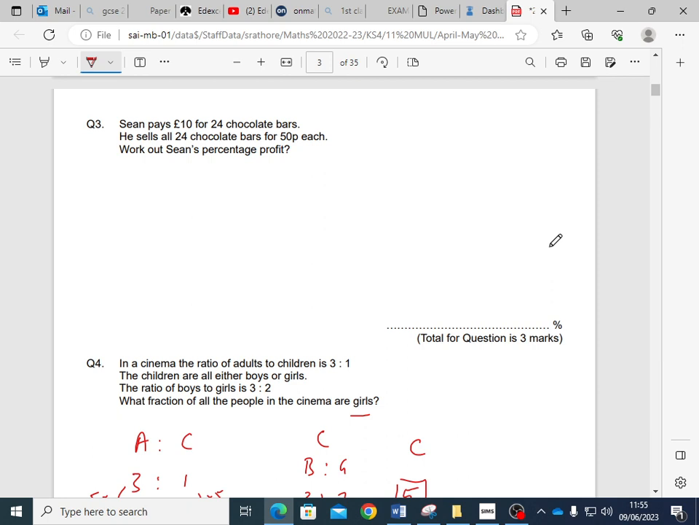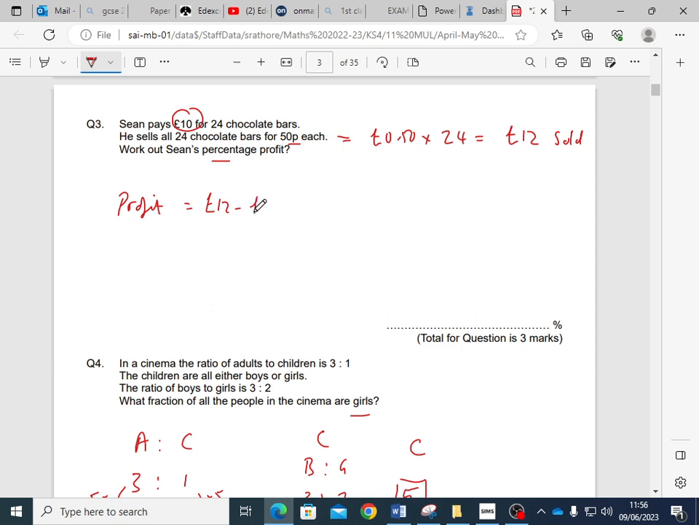Okay. Question 3. Sean pays £10 for 24 bars of chocolate. He sells the 24 bars of chocolate at 50 pence each. What is the percentage profit? Now, first of all, that's 50 pence, so that's going to be 0.50. So half a pound times the 24 bars he sells. So half of that is going to be £12. He sold them for £12. He bought them for £10. So the profit is going to be sold for £12 minus the £10 you bought it for. So you get 1 mark for that.